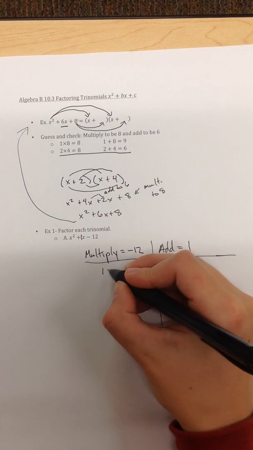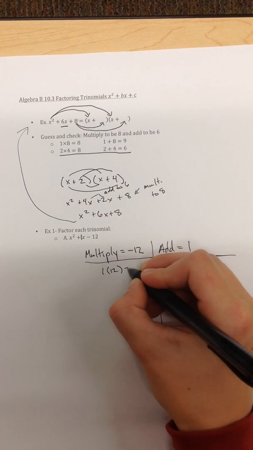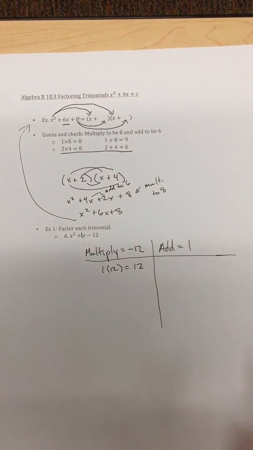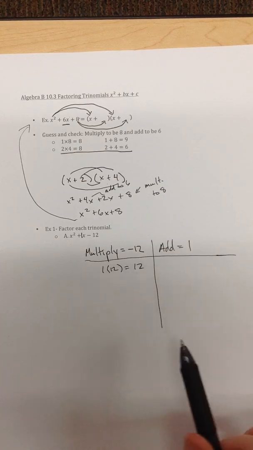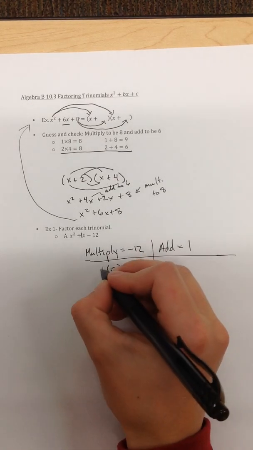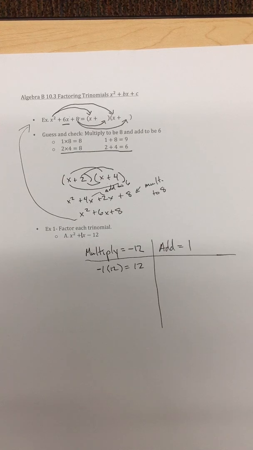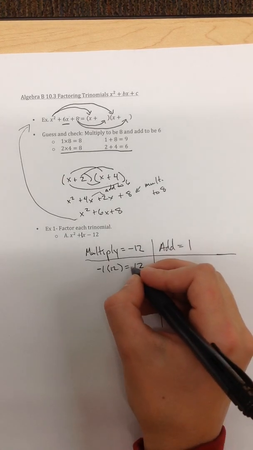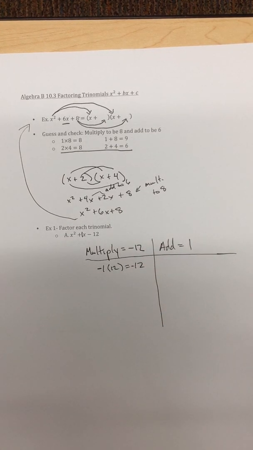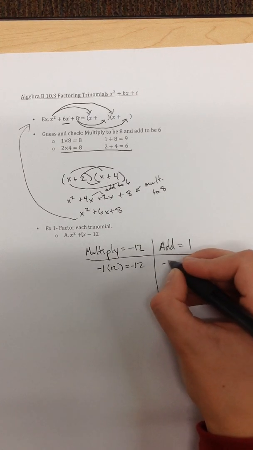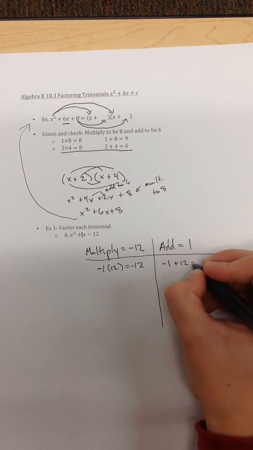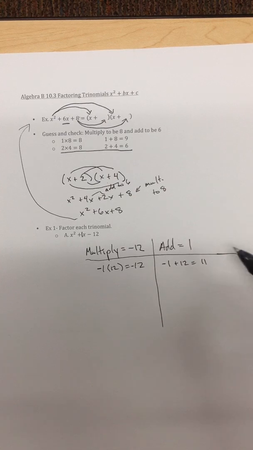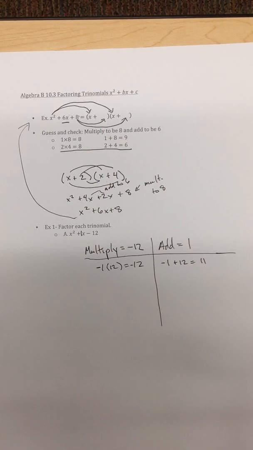So if I take 1 times 12, I get 12, but now since I want this to be a negative 12, I have to make one of these values a negative. So like if I go negative 1 times 12, that would be a negative 12. Then when I add those together, negative 1 plus a positive 12 gives me 11. That's not my 1, so that's not the one that works.